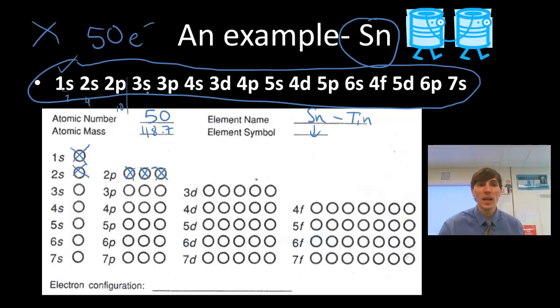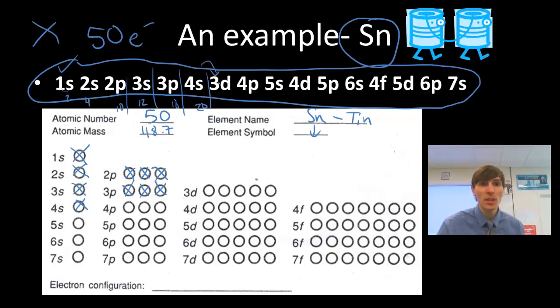So now I'm going to go 3s. I need to get to 50. 11, 12, 13, 14, 15, 16, 17, 18. Now I'm up to 18. Okay. Still have a lot more to go. Let's go 4s. 19, 20. Up to 20.